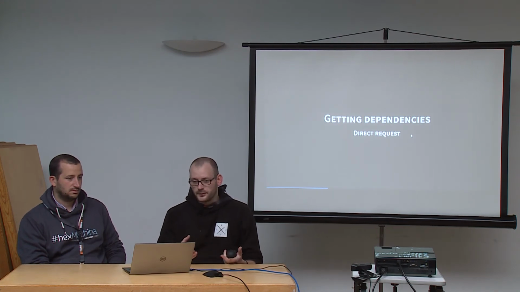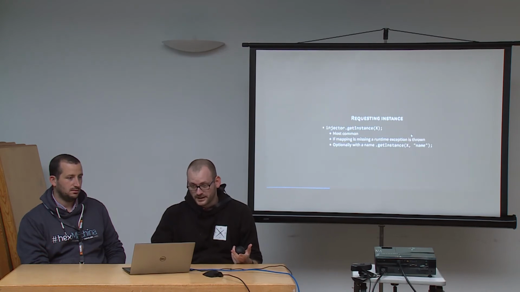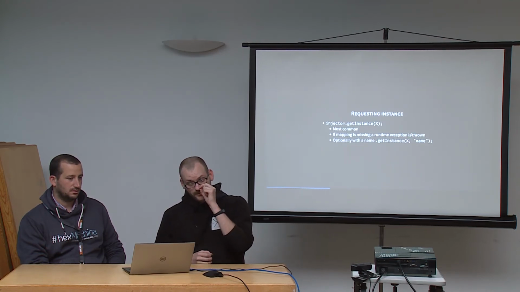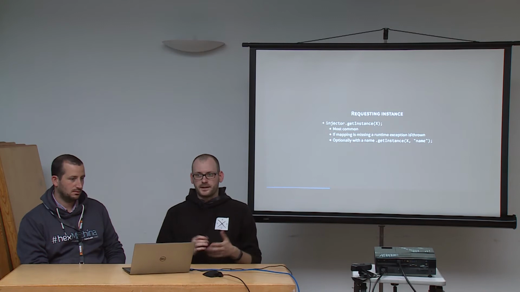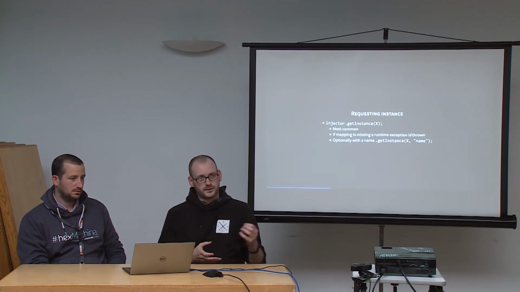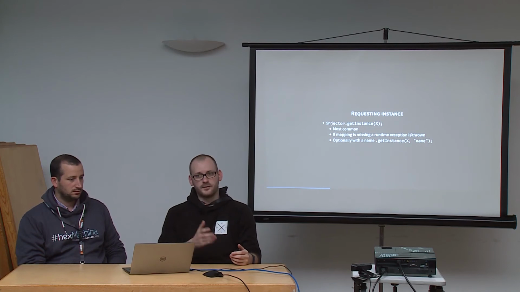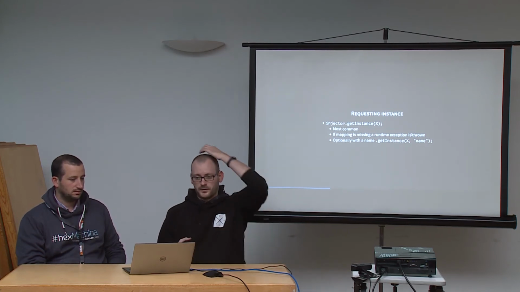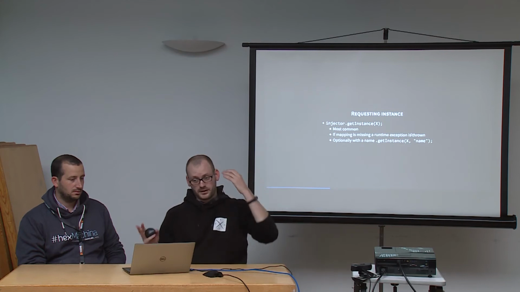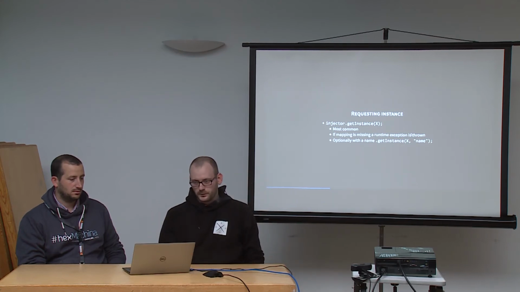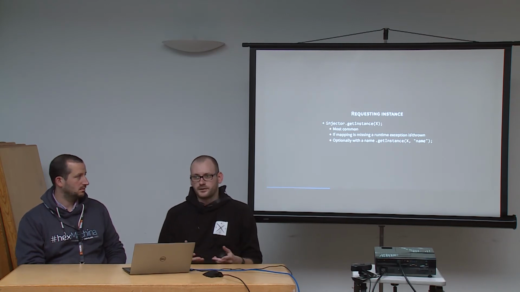So we know how to map things to the injector. Now it would be great if we learned how to actually get them from there. So the first way we're going to look at is just direct calls to the injector. Assuming you have access to the injector, you can just start asking it for instances. The most common way is just injector get instance. You provide a type or an interface of what instance you want, and the injector gives you back an instance, or throws an exception if there is no mapping.